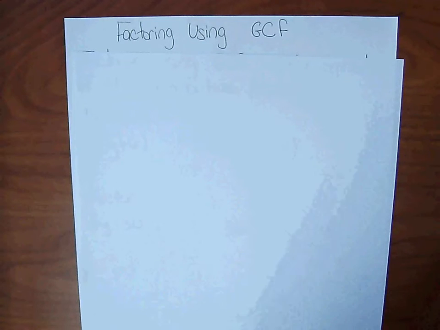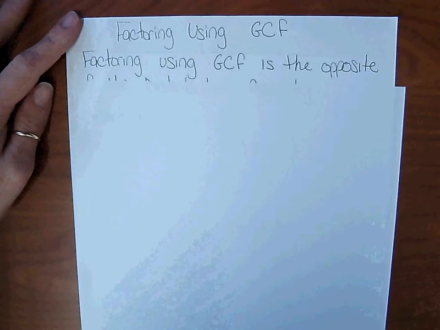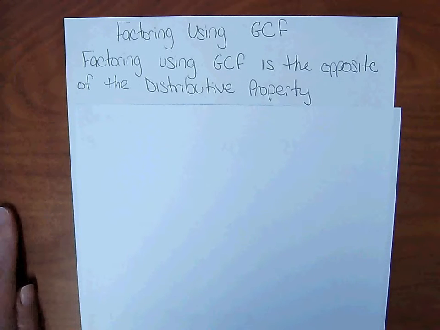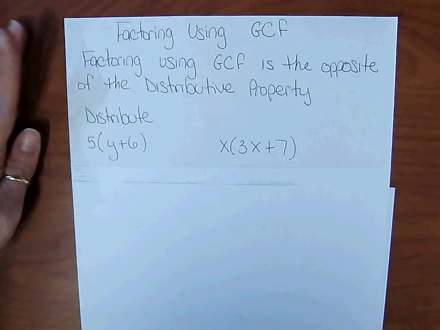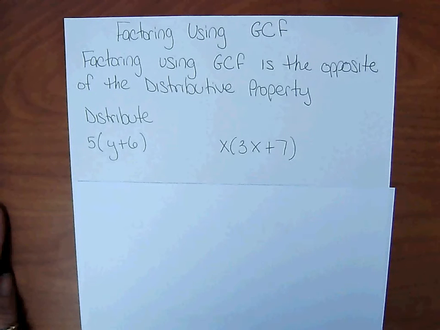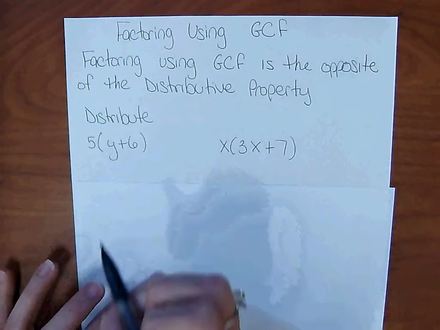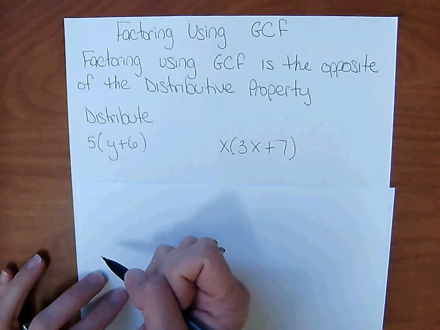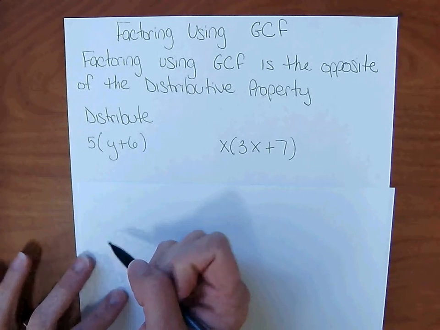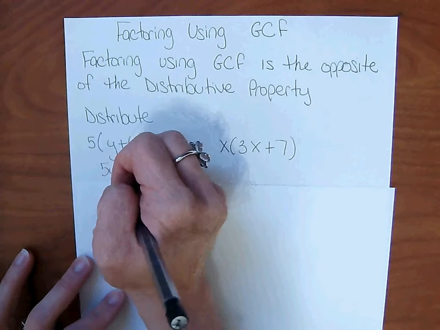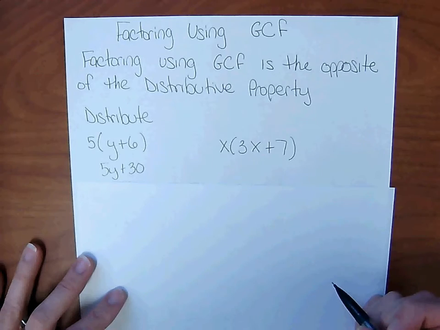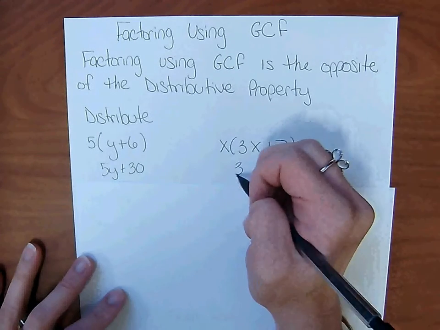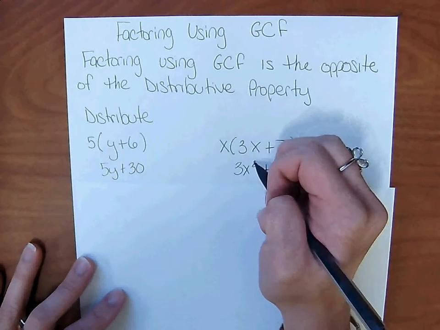Factor using GCF. Factoring using GCF is the opposite of the distributive property. When you distribute, you take the number on the outside of the parentheses and multiply it to each term inside the parentheses. So here, 5(y + 6) is 5y + 30. x(3x + 7) is 3x squared plus 7x.